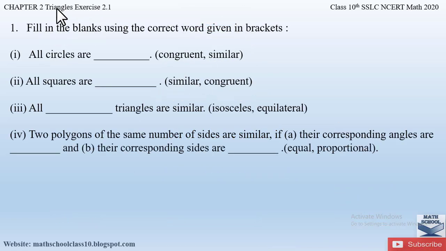Question number 1 from chapter 2 triangles exercise 2.1 says fill in the blanks using the correct word given in the brackets. So the first part of the question is all circles are congruent or similar. So we have to select the correct word from the brackets here.